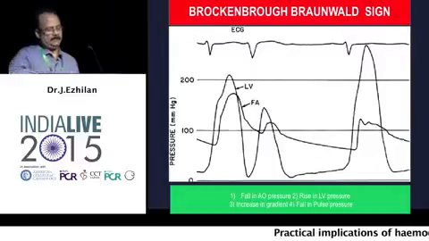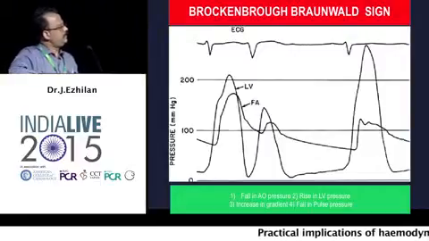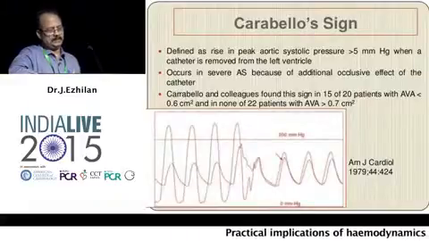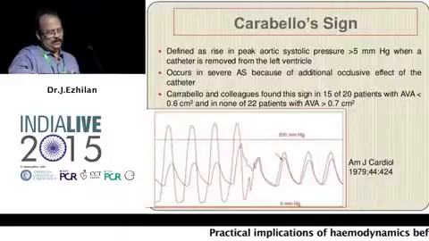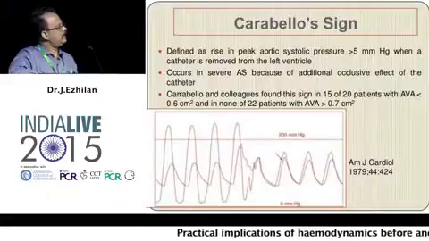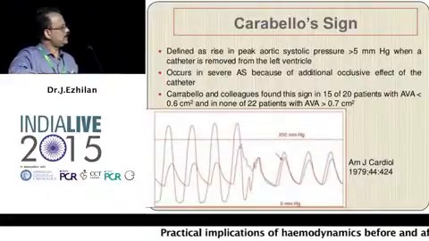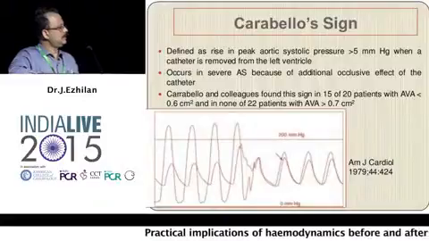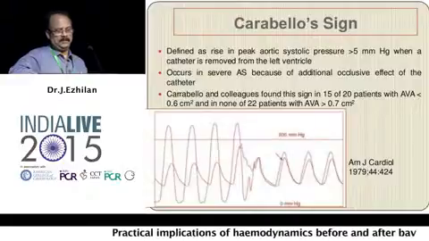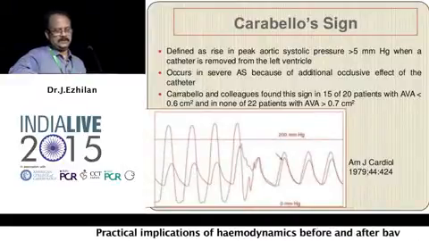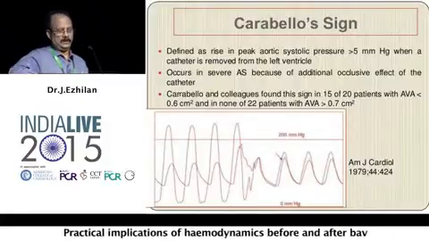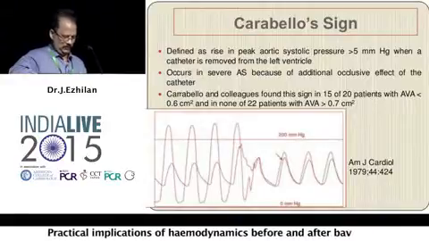Another thing one should note is, if the aortic stenosis is very severe and the aortic valve area is less than 0.6 centimeter squared, then when you pull out the pigtail from the LV into the aorta, there will be a rise in the pressure by more than 5 millimeters of mercury. You can see from here, when it's pulled out, there is an increase of 5 millimeters of mercury. This is a Carabello sign, indicating that the patient has a valve area of less than 0.6 centimeters squared. And in these patients, you should not use higher French catheters; you should use a smaller 4 French pigtail to measure the gradient.